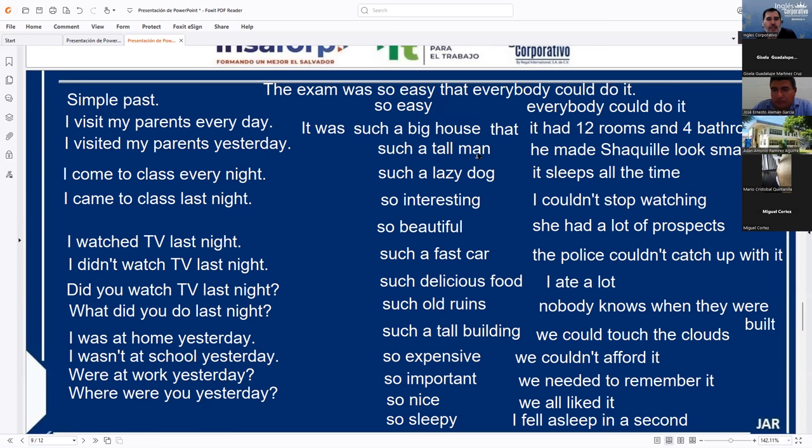Remember, you can use like tall man. Miguel was such a tall man that he made Shaquille look small. Pulguitas was such a lazy dog that, or Pulguitas is such a lazy dog that it sleeps all the time. Okay, so you have to make sentences with this, sentences similar to the example. You have to do that in the groups. So let's go to the groups and let's do that.